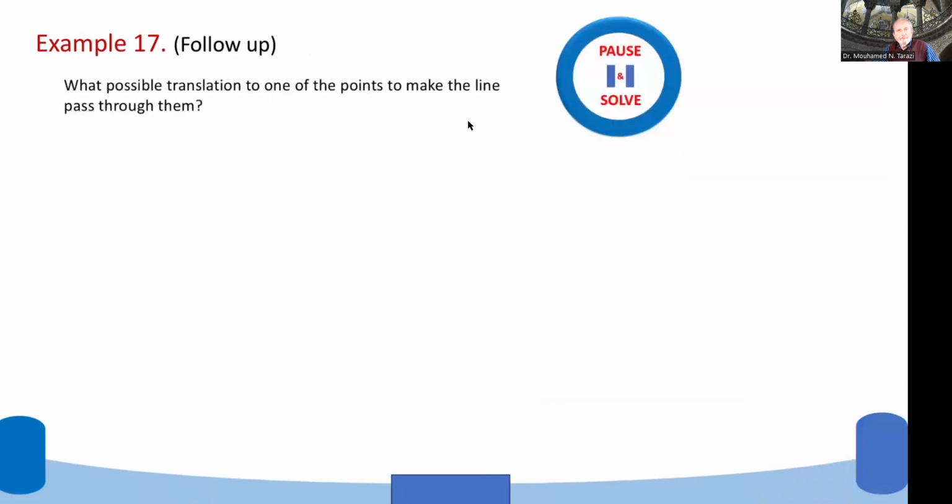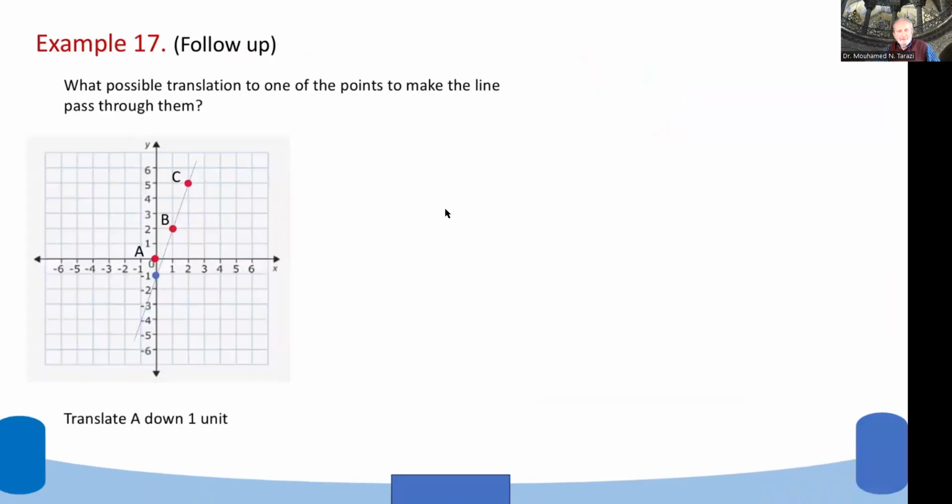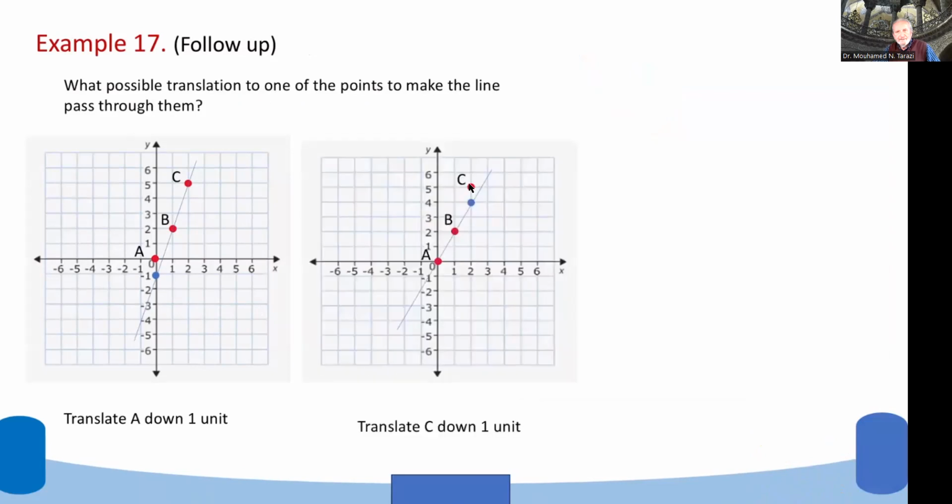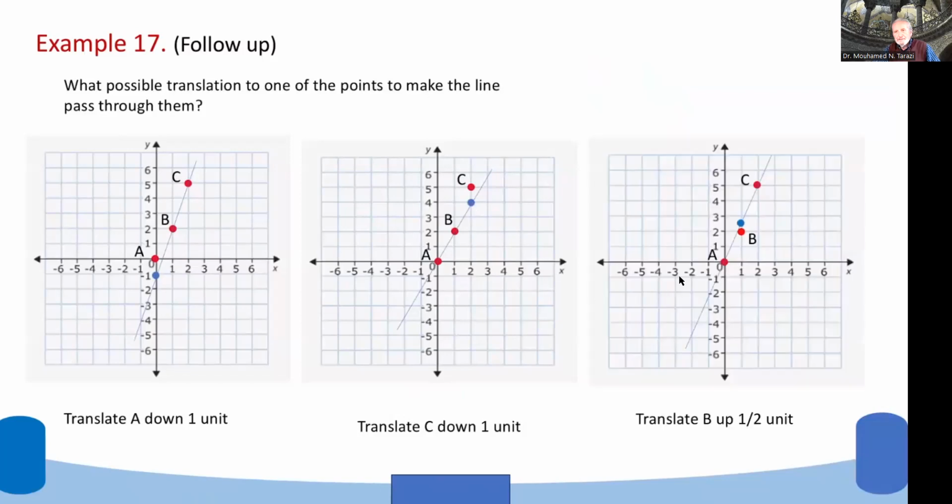A follow-up question here that I added: what possible translation to one of the points to make the line pass through them? I will let you solve it and come back, and you will find you can have either translate A 1 unit down, or translate C 1 unit down, or translate B half unit up.